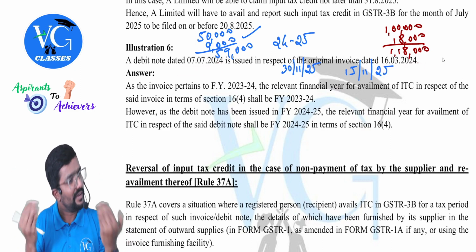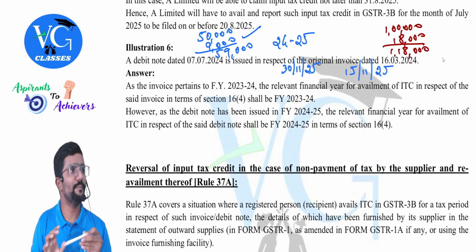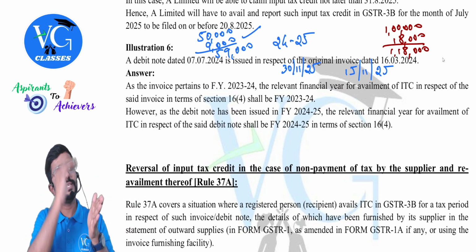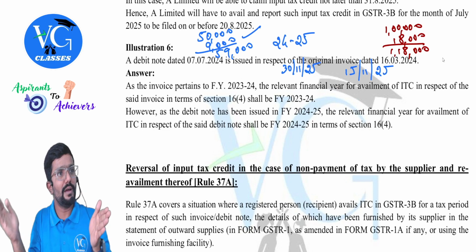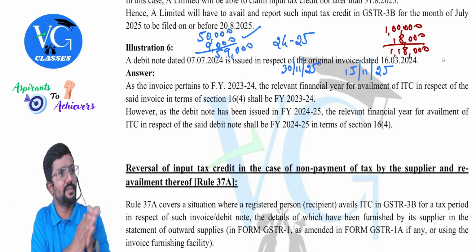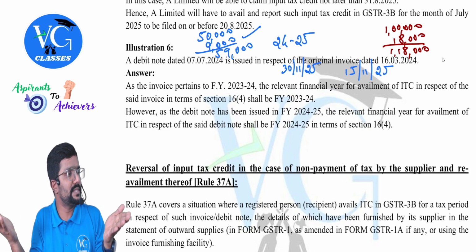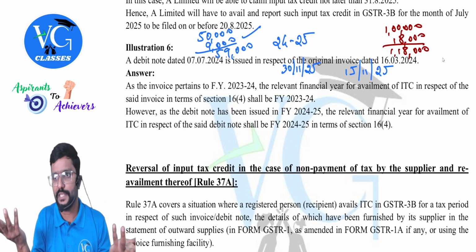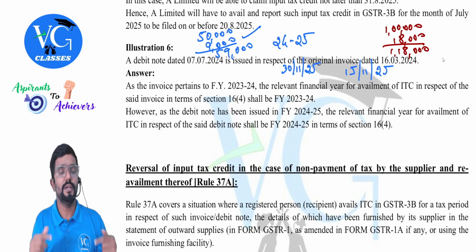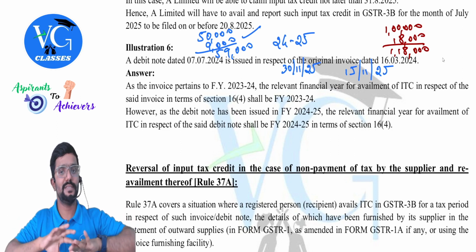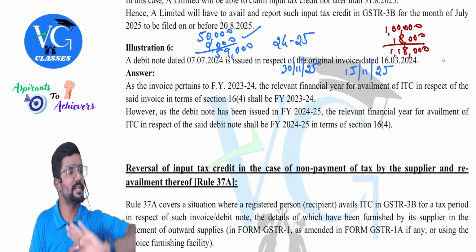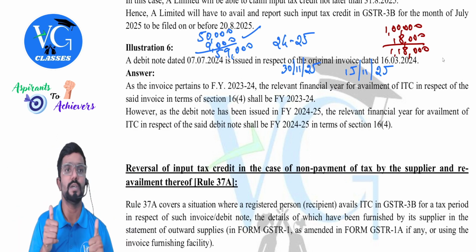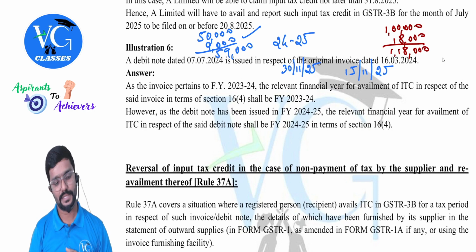Sometimes both can fall in the same year also. For example, sir, the invoice was issued in June, but it was issued for less amount. Again in August, we issued a debit note with respect to this invoice. Both are falling in the same year. So what would be the financial year? Same year. Possibility is there. But here, in order to give more clarity, I've just taken two different years. One is for invoice, the other one is for debit note, guys. Got the clarity? Yes, sir.